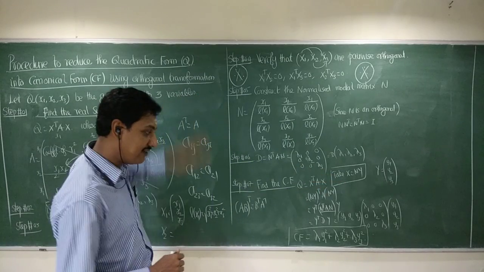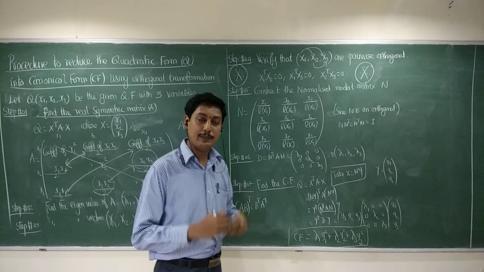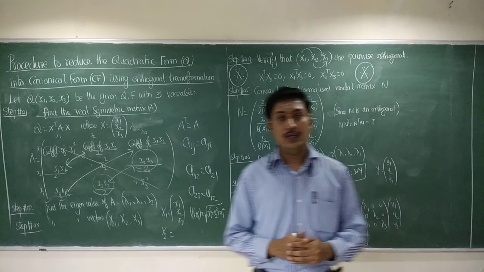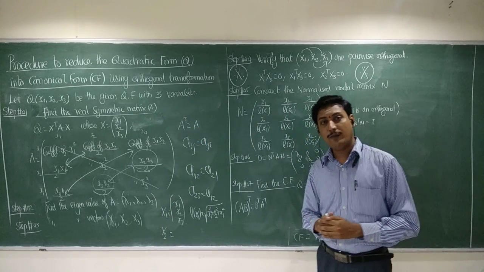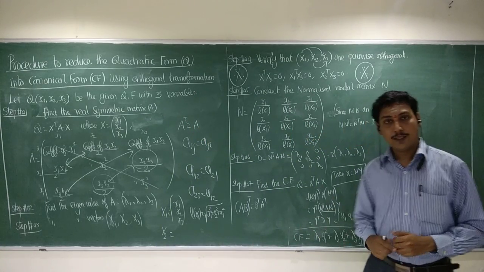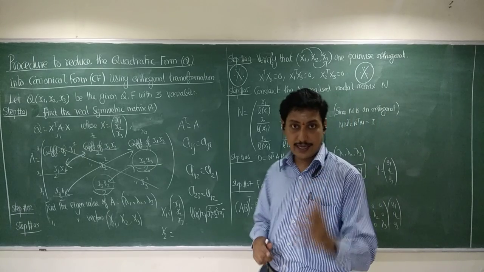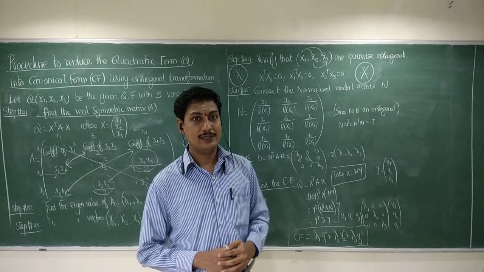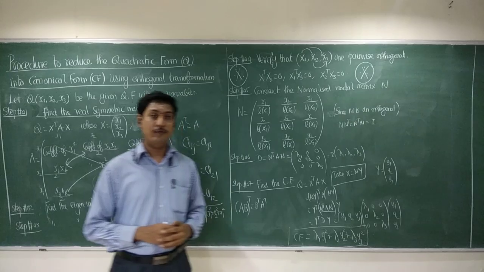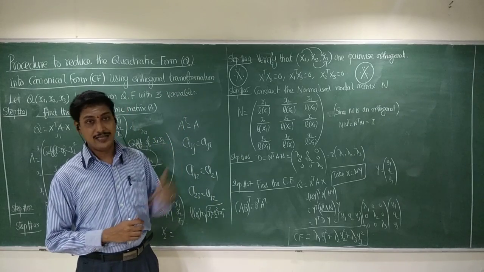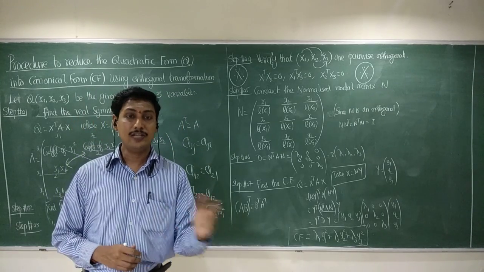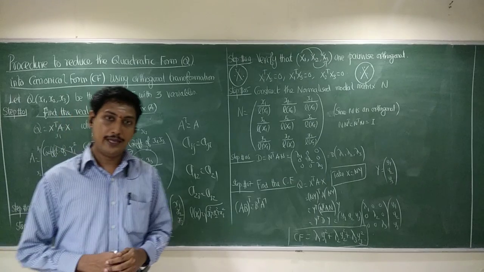So these are the 7 step-by-step procedures to reduce the given quadratic form into the canonical form. I hope everyone understands this concept. Please watch some more videos based on this reduction of quadratic form into the canonical form.